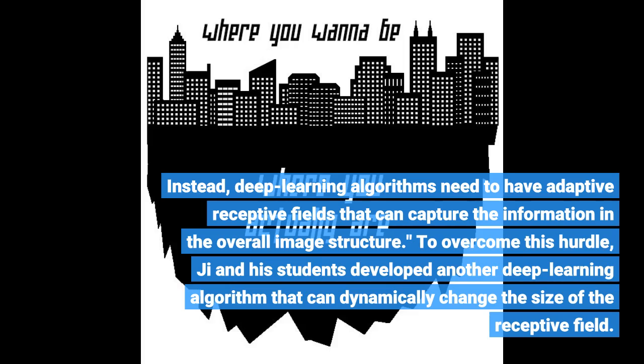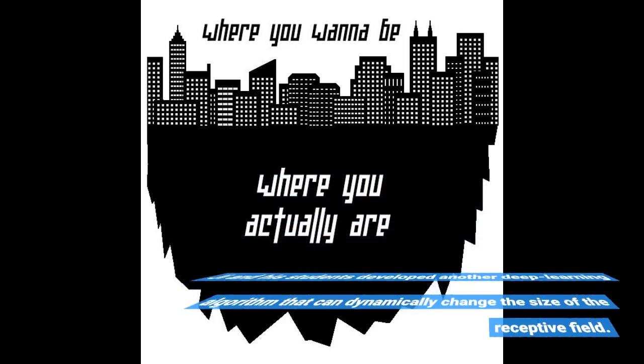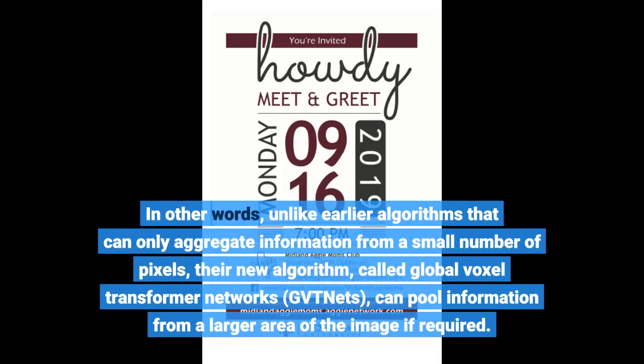To overcome this hurdle, Ji and his students developed another deep learning algorithm that can dynamically change the size of the receptive field. In other words, unlike earlier algorithms that can only aggregate information from a small number of pixels, their new algorithm, called Global Voxel Transformer Networks (GVT nets), can pull information from a larger area of the image if required.